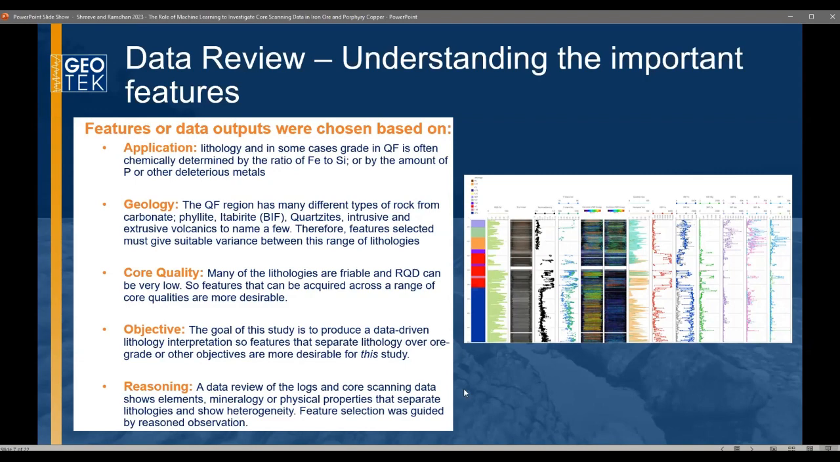We have the objective, which is to produce lithology; keep that in mind, that's our goal. We can also go down other tangents, but we've got to keep that in mind, as that's our goal. And of course, the reasoning: we've got to review our logs and keep that geological understanding to come back through. So we've got to keep our feature selection reasoned with what we're trying to achieve.